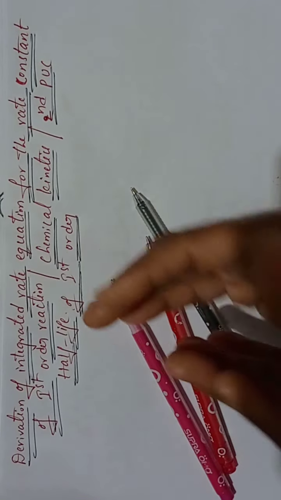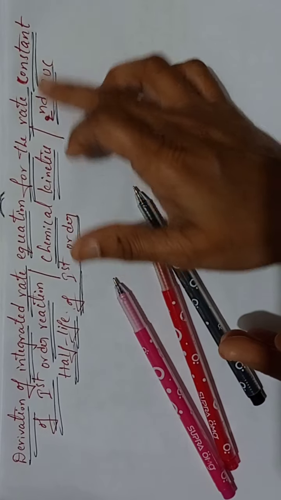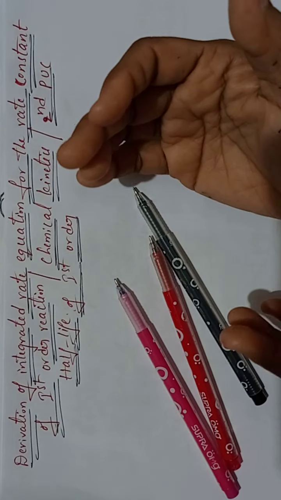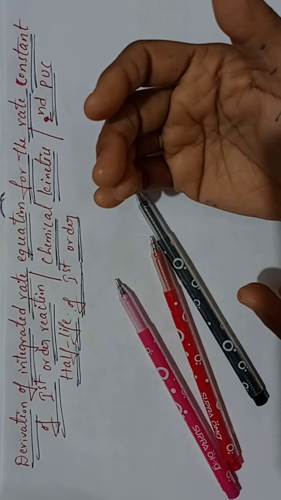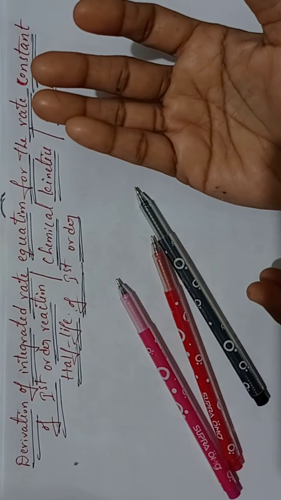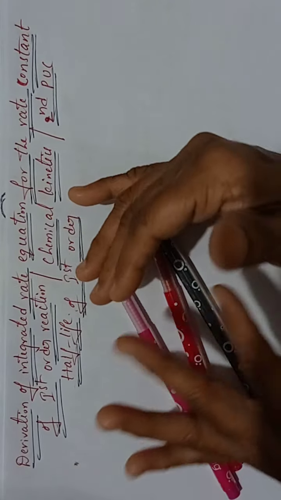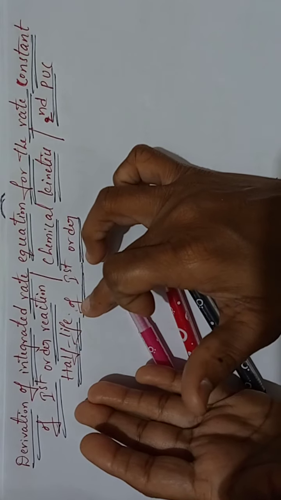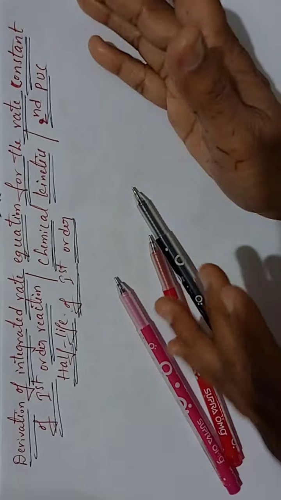In today's section I am going to discuss the derivation of the integrated rate equation for the rate constant of a first order reaction. In the previous section I discussed the zero order reaction, the integrated rate equation for the rate constant, and for the zero order reaction we also calculated the half life. So in today's section I am going to calculate the first order reaction rate constant and half life, students. First of all, I am going to calculate the rate constant.